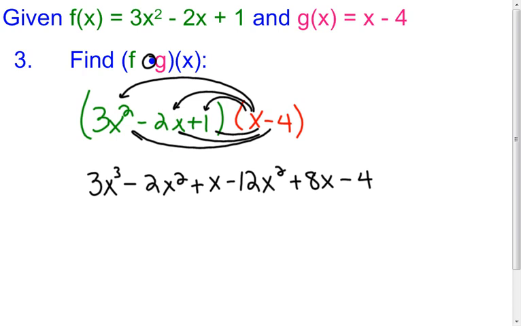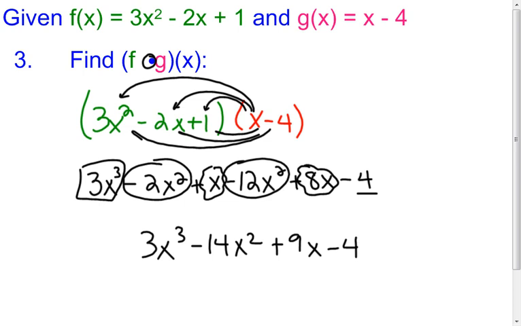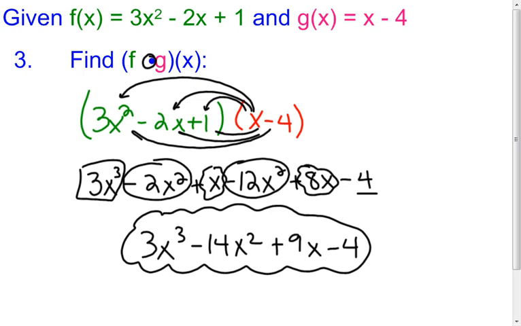And then just simply combine your like terms. So I have 3x cubed right here. And I have negative 2x squared here and negative 12x squared here. So that's negative 14x squared. And then I have an x here and an 8x here for a total of 9x. And then, of course, your constant over here of negative 4. And that's all you can do with that one.